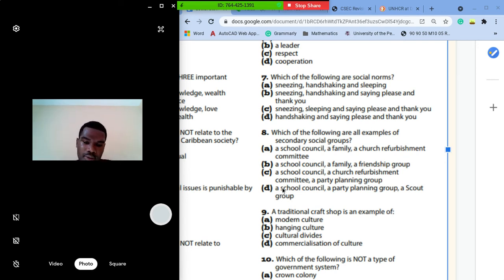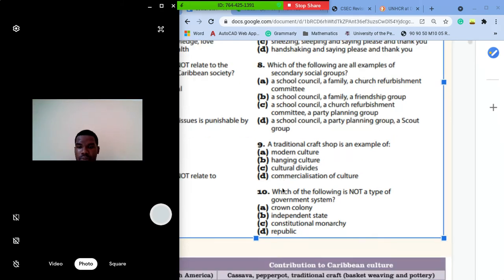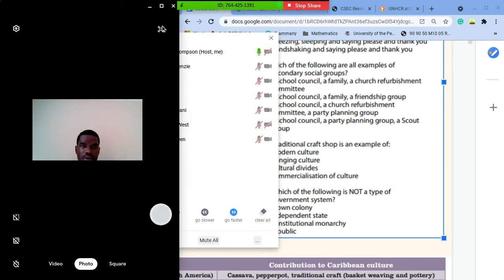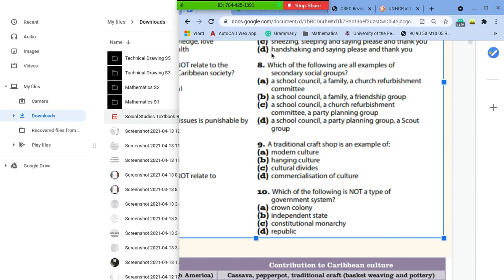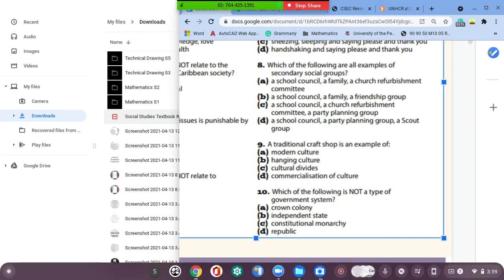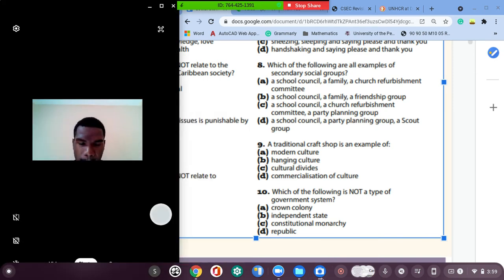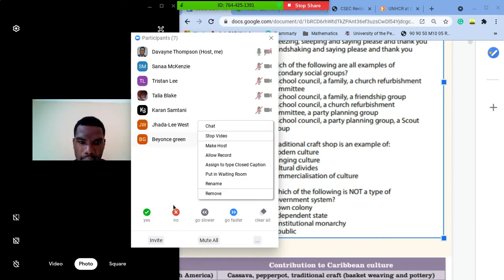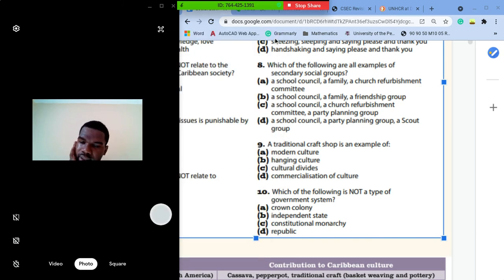Alright, the final one. Which of the following is not a type of government system? This one finally goes to Beyonce. Last question. Which of the following is not a type of government system? Beyonce, you there? Yes, sir. I'm here, sir. Is it A, crown colony, B, independent state, C, constitutional monarchy, or D, a republic?